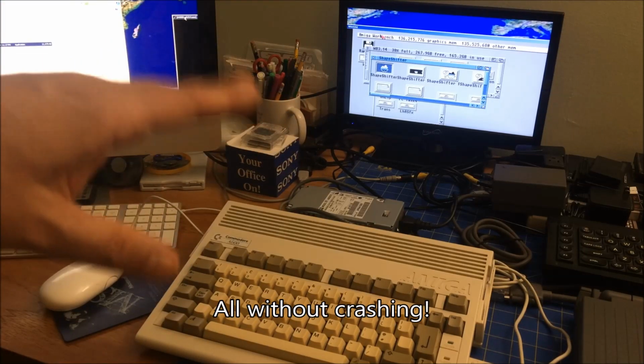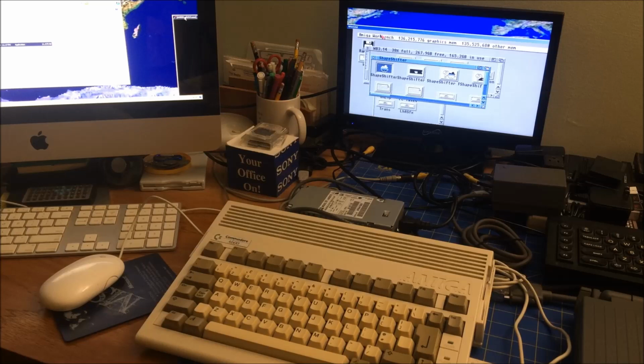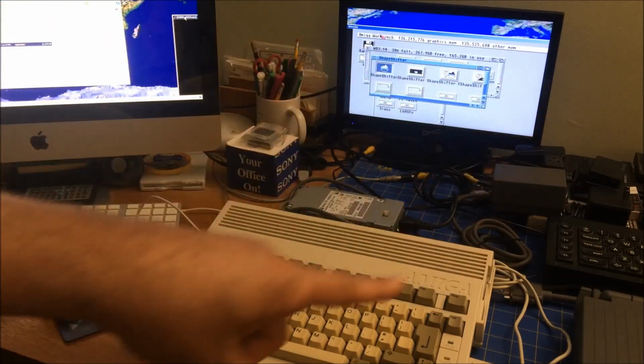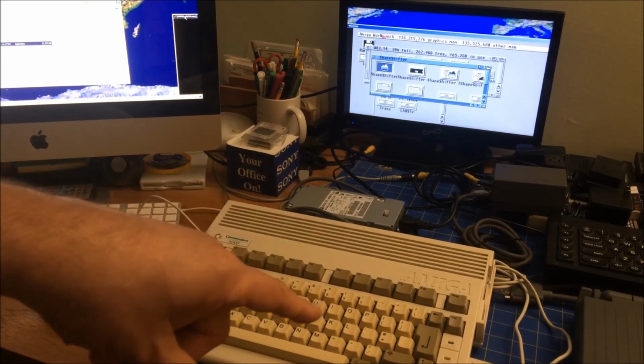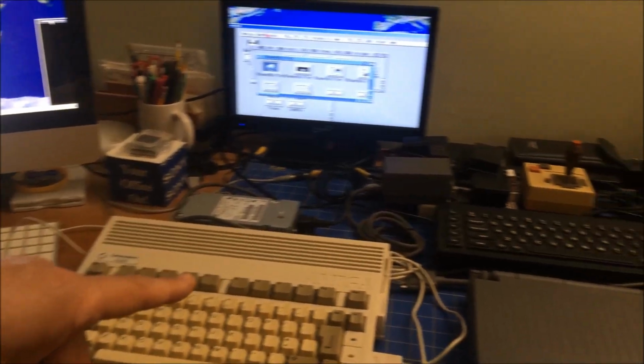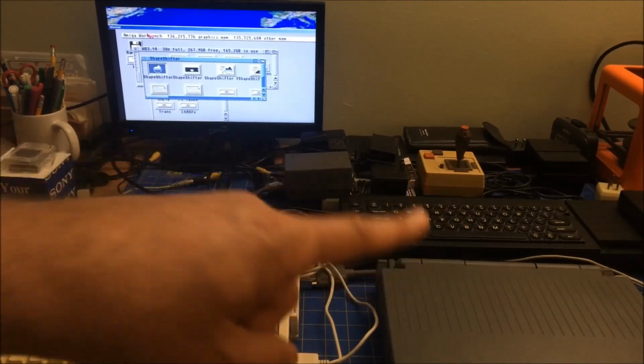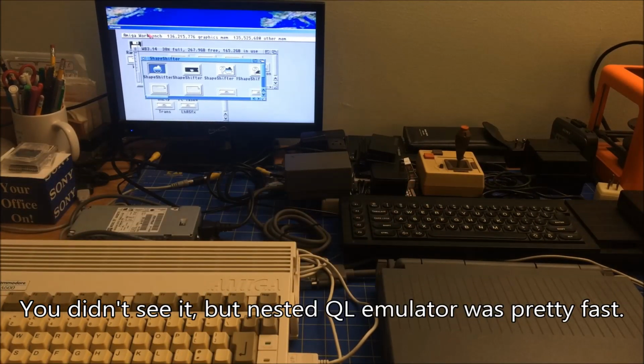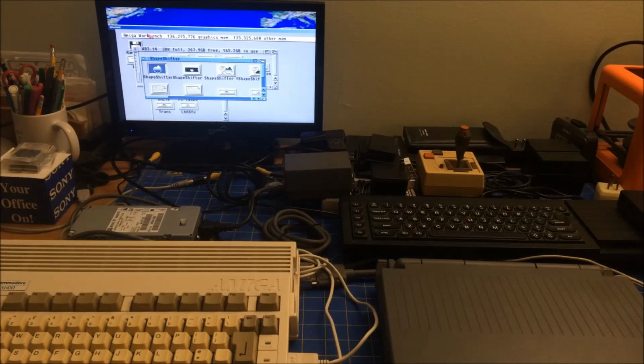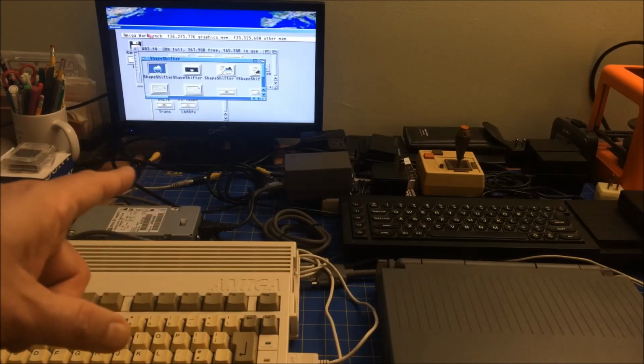So lots of nestings, and they actually work pretty fast, and shows you the power of, perhaps not these particular machines, the QL, the Mac, and the Amiga, but what it really shows you is the power of WinUAE, which is a phenomenal emulator for the Amiga and is the core for many other emulators. In any case, just a little bit of April Fool's fun.